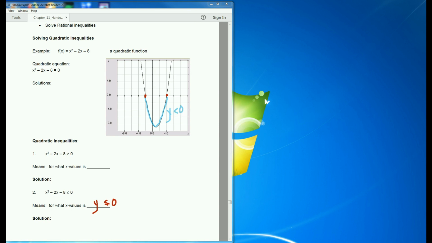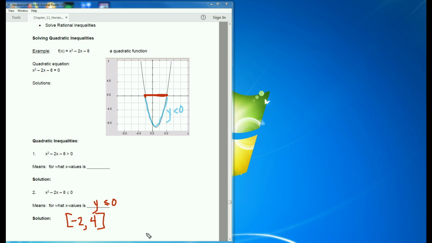But we want to, again, describe our solution in terms of which x values. So for any x from -2 up to 4, including those endpoints, if I put any of those x values in, then my resulting y value is going to be less than or equal to 0. So the solution is, and this time it's a bracket, [-2, 4].